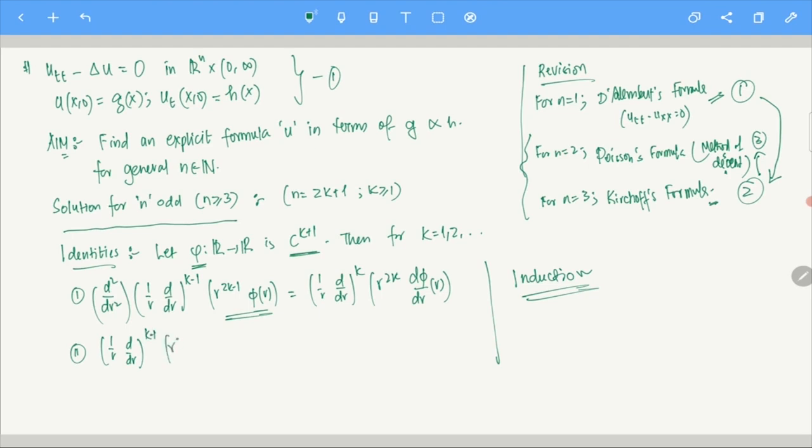of r^{2k-1} phi of r. Okay, this equals the summation over j equals 0 to k-1 of beta_kj times r^{j+1} d^j phi/dr^j of r. Clear? Here these beta_kj's are constants, for j equals 0, 1, up to k-1, constants independent of phi. Okay, so again, let me emphasize this.